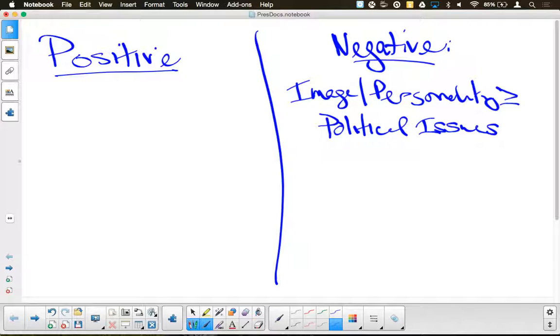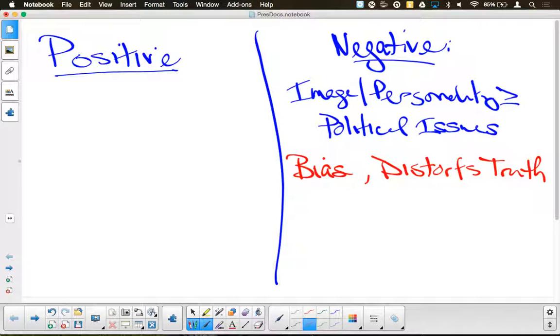I said it was negative, and I said that it distorts the truth and it adds bias in people who broadcast it. Okay. So, bias and then distorts. And you said the bias of the people who broadcast it. So are you thinking networks? I think I know what you're going to say, but any examples?